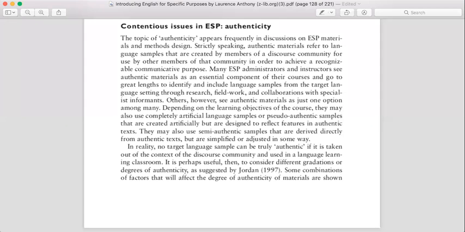Then the second thing that comes with authentic material, if it is authentic, it might be boring. Students might not be interested. Okay. The sample that you have brought in the class to teach them, they might not be interested.